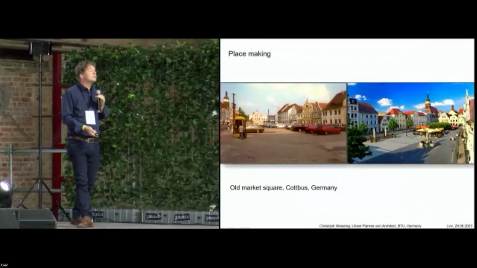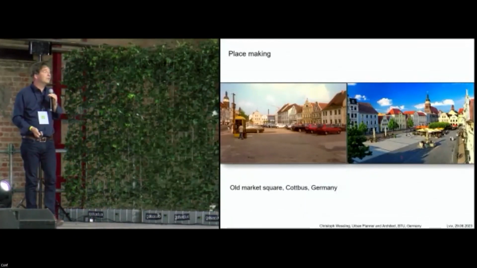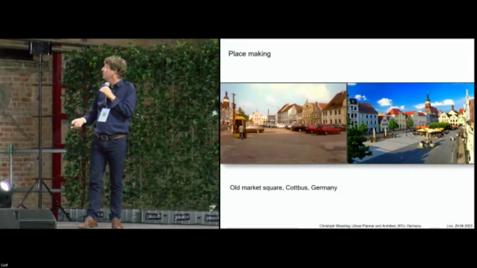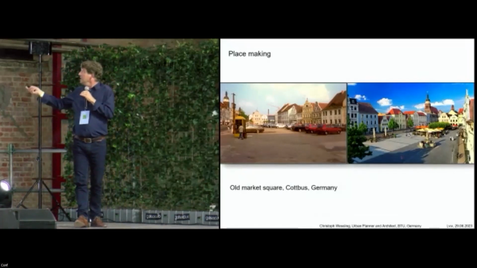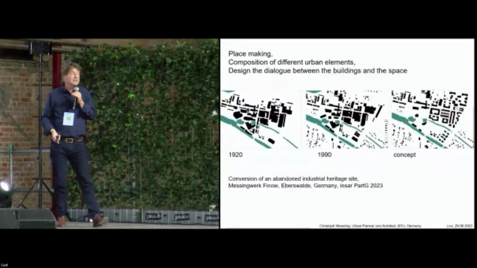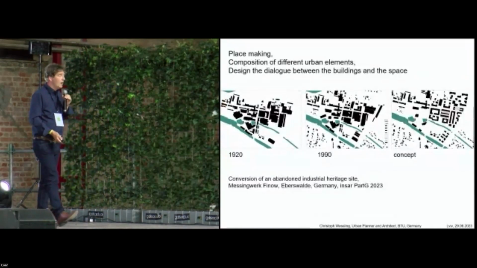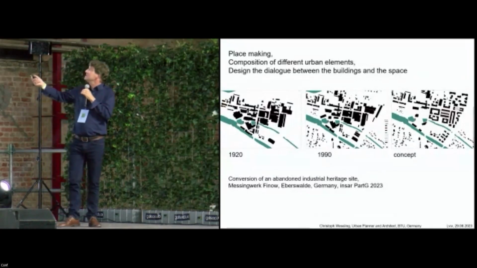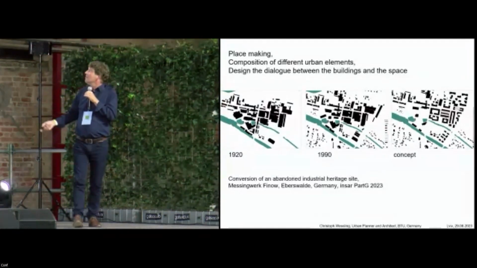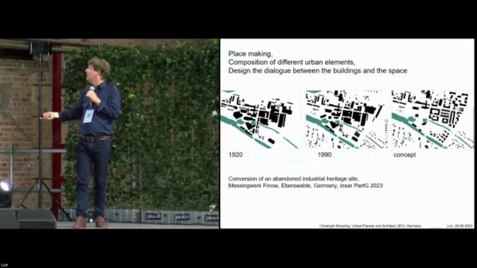Placemaking, of course, is very important. We heard this already, and here just an example from the small town Cottbus, at the time of the unification and the square today. And here at the end, I would just like to give you one more example where I combined these principles: placemaking, composition of different urban elements, and designing the dialogue between buildings and space.